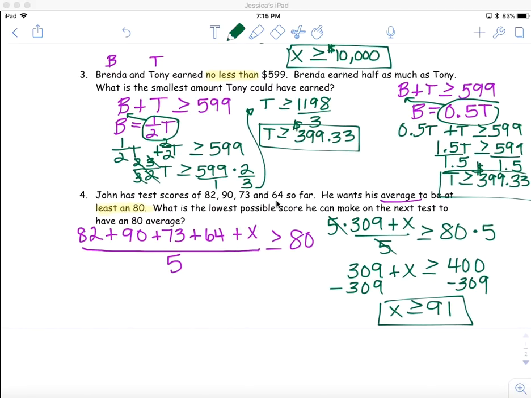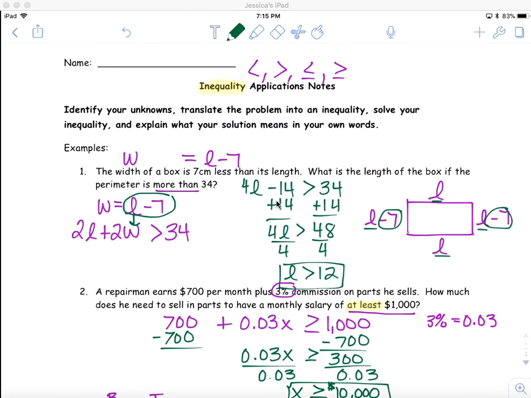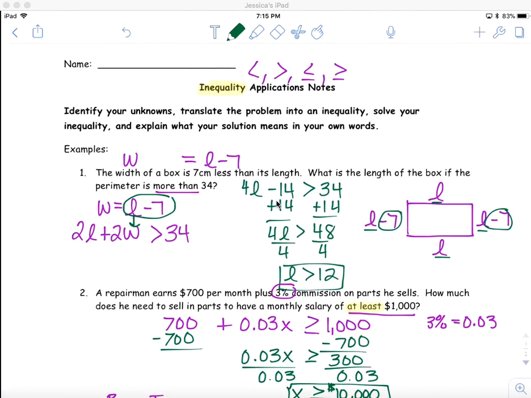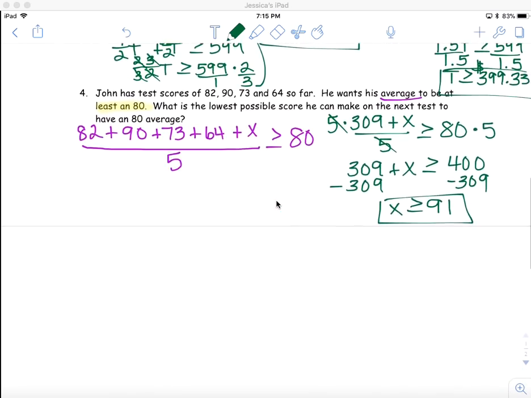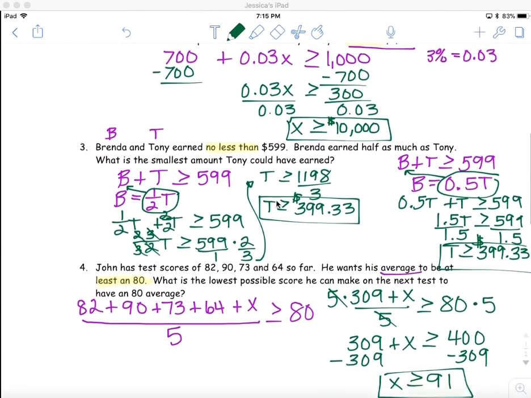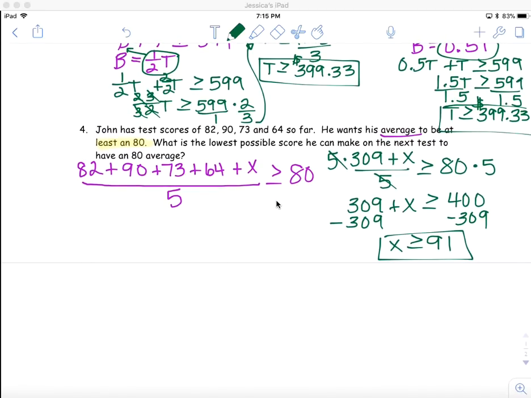These problems are very, very similar to the application notes that we took previously. The only difference is now you have an inequality sign, so you have to read very carefully.